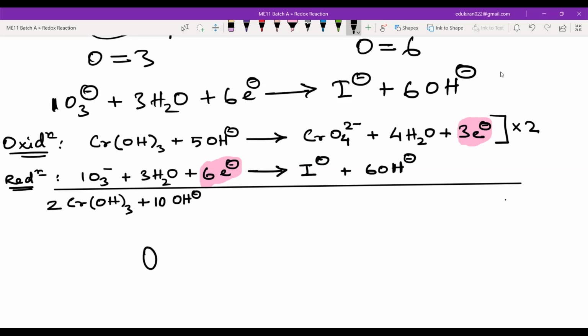Okay. Now I hope you can see a few things. For example, 10 OH negative is here. Here we have 6 OH negative. Here we have 3 H2O. Here we have 8 H2O. Now we can cancel some things out.